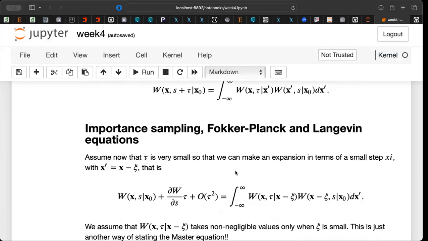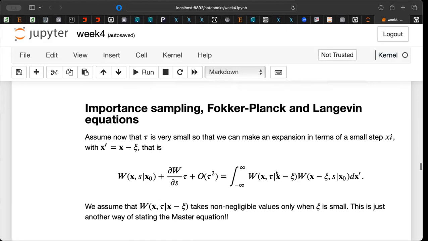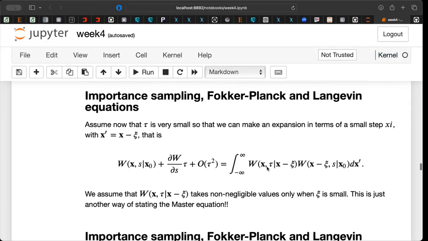Then we can make the assumption that this tau is very small. One of the assumptions we make in the derivation of these equations, and also in a standard Markov chain, is that the transition probability is time independent. But we now assume that this time is so small that we can approximate it with a Taylor expansion. So we can perform a Taylor expansion in terms of this time.